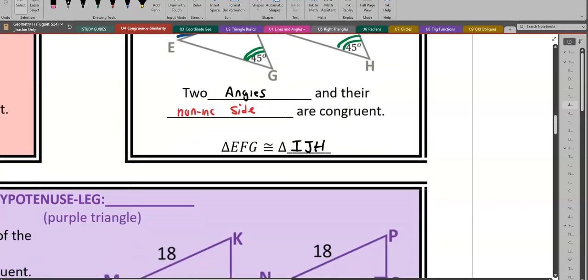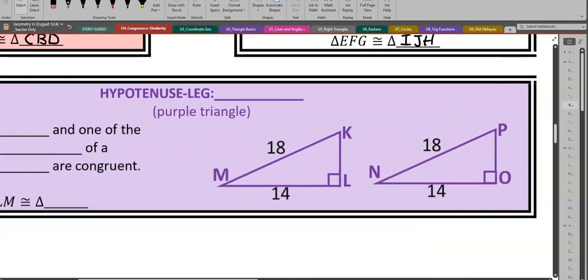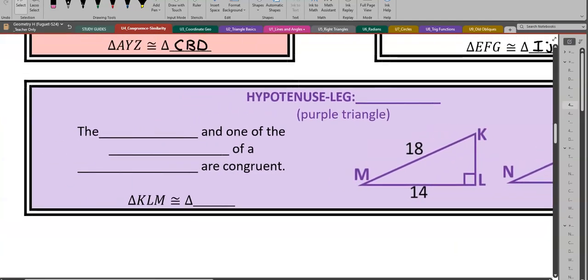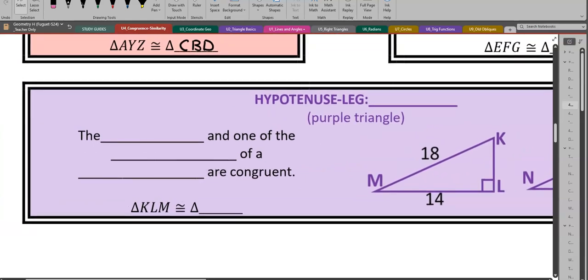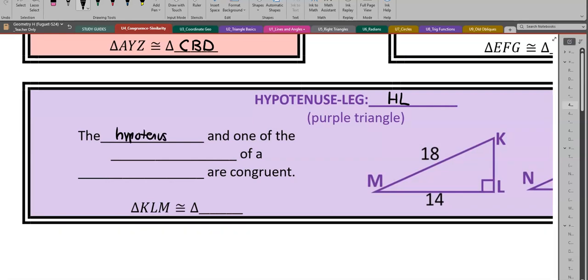Let's talk about our last one. The very last one is called hypotenuse leg, and this is really important because this is different than the other 6 I've just talked about. So hypotenuse leg is abbreviated HL, and its definition is when the hypotenuse and one of the legs of a right triangle. I'm going to highlight that because that's really, really important that we identify that the triangle is a right triangle, because this will not work otherwise.